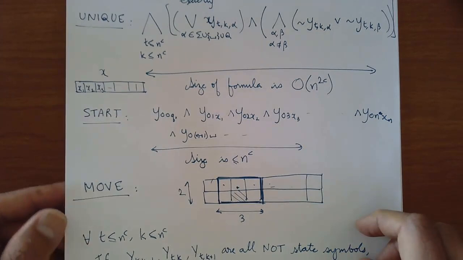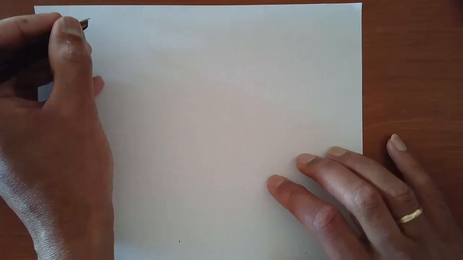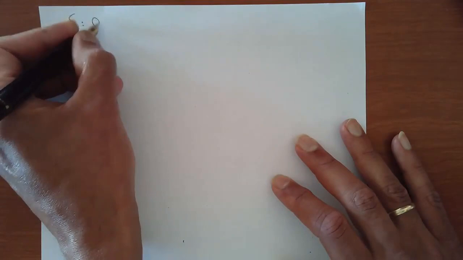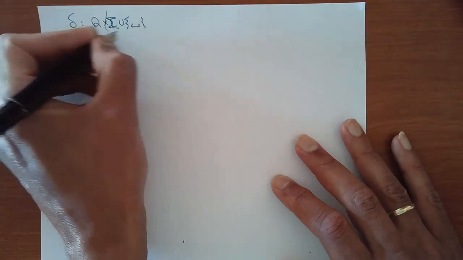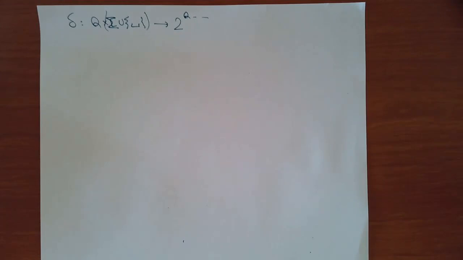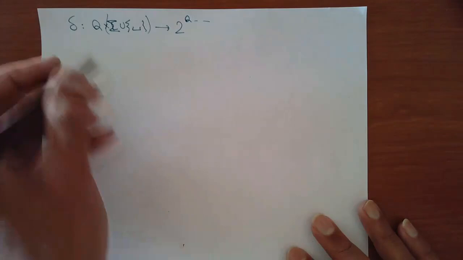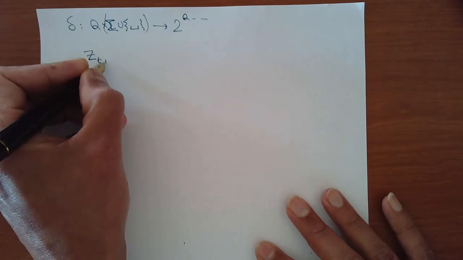And so the way to encode that is, now let's go back to the transition function. So note that we can think of the transition function as having some set of transitions. So we can create a new Boolean variable. I'm going to write this Boolean variable as Z_{t,i}, which is simply saying that.